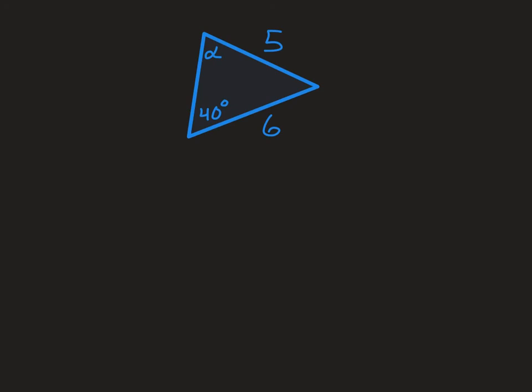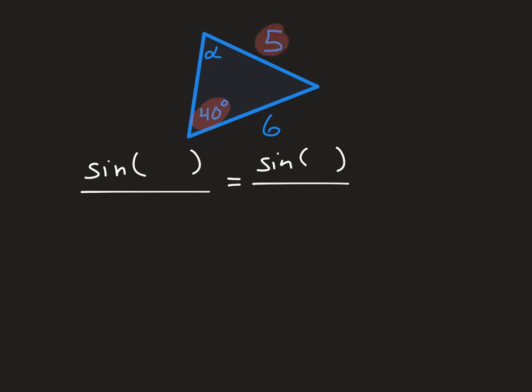Let's do another one where we get to practice finding an unknown angle. So I'm going to go ahead and use my law of sine since there are no 90-degree angles. So sine of an angle over opposite side is equal to sine of an angle over opposite side. I want to start with a known angle and known opposite side. So I'm going to go ahead and start with the sine of 40 degrees over 5.